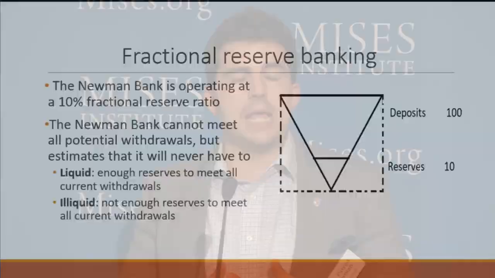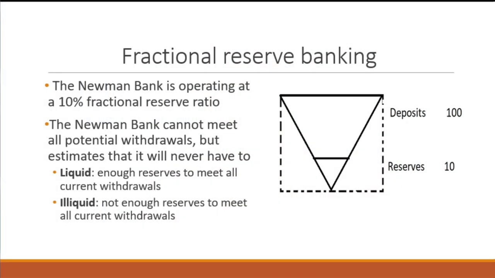So the Newman Bank is now operating at a 10% reserve ratio. It's pyramiding off of its reserves. This is sometimes how people describe credit expansion. They flip a pyramid, so it's like an upside-down triangle. There's $100 in deposits, $10 in reserves. It's really $100,000 and $10,000. In such a situation, the Newman Bank cannot meet all potential withdrawals. If both Bob and Jim want to redeem all of their money for gold, the Newman Bank can't do it. It's estimating that only about 10% of the money will be redeemed.